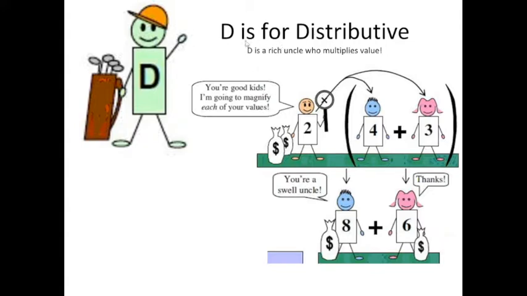D is for distributive. D here is a rich uncle who multiplies value. Here he says, you're good kids. I'm going to magnify each of your values times 2. So he's giving twice the money to 4 and twice to 3. So now they've got 8 and 6. You're a swell uncle. Thanks.